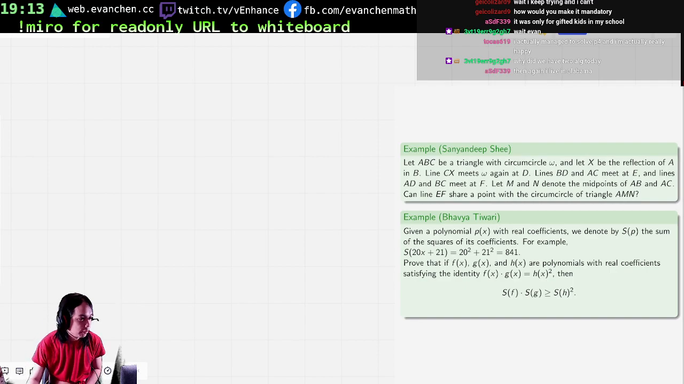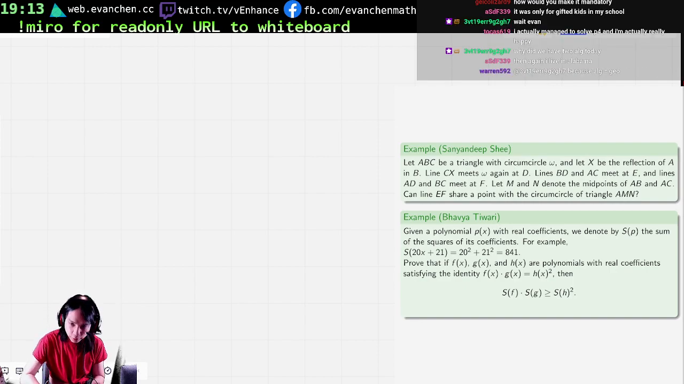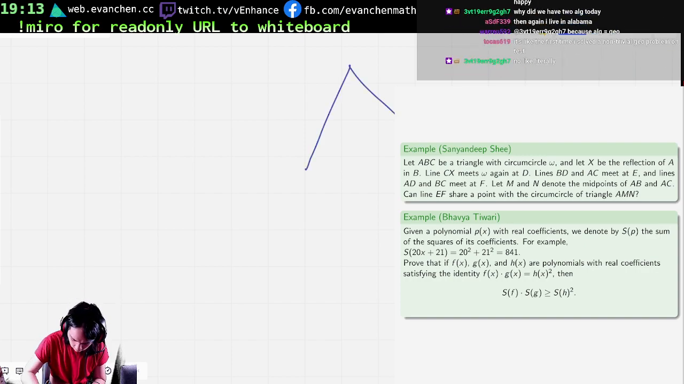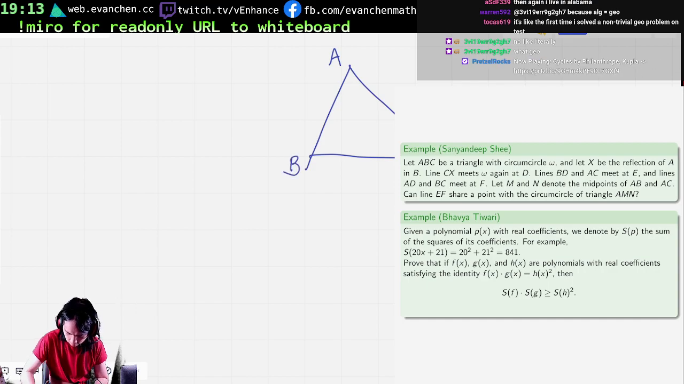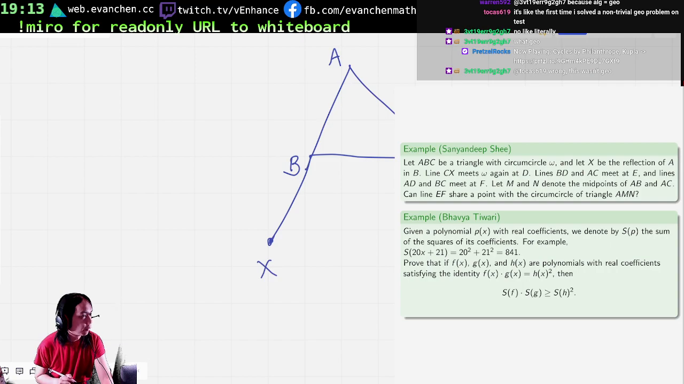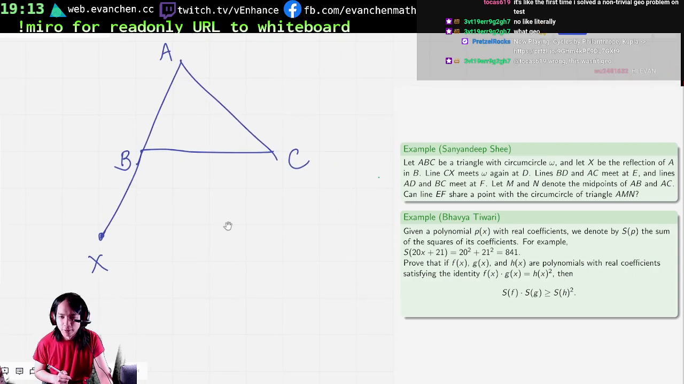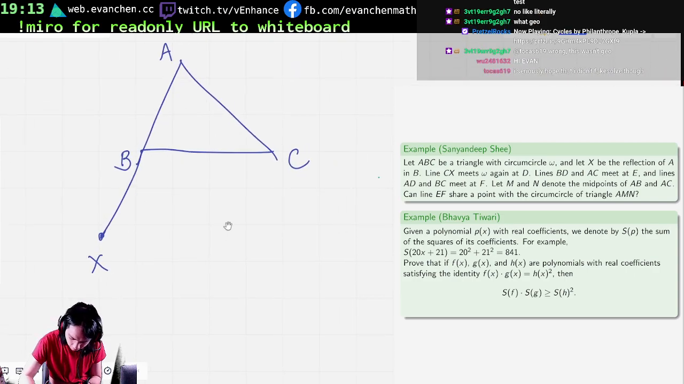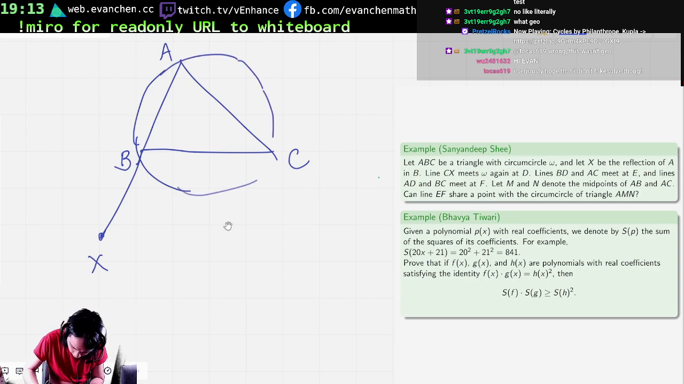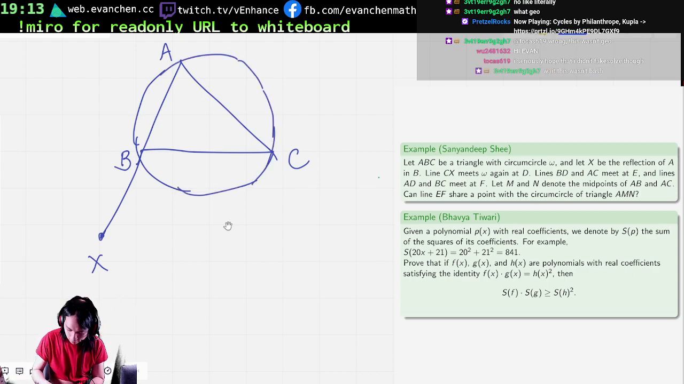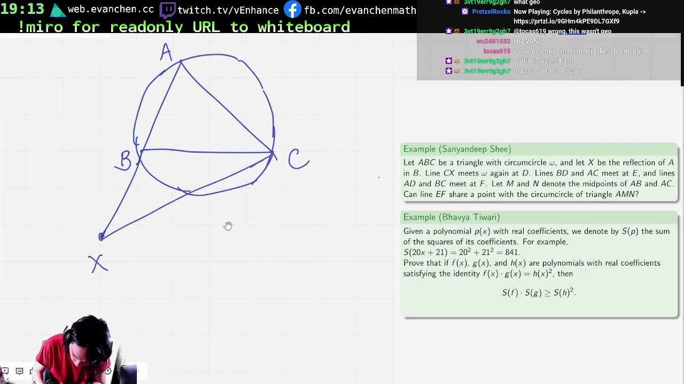Okay, let's do the geo. So in this geo, you have a triangle ABC. And you have a reflection here, so that's X. Okay, let me move this to the right place. Okay, we get it. You can bash geo. Number 4 is like very cool. There's a circle, I guess. Alright, cool.